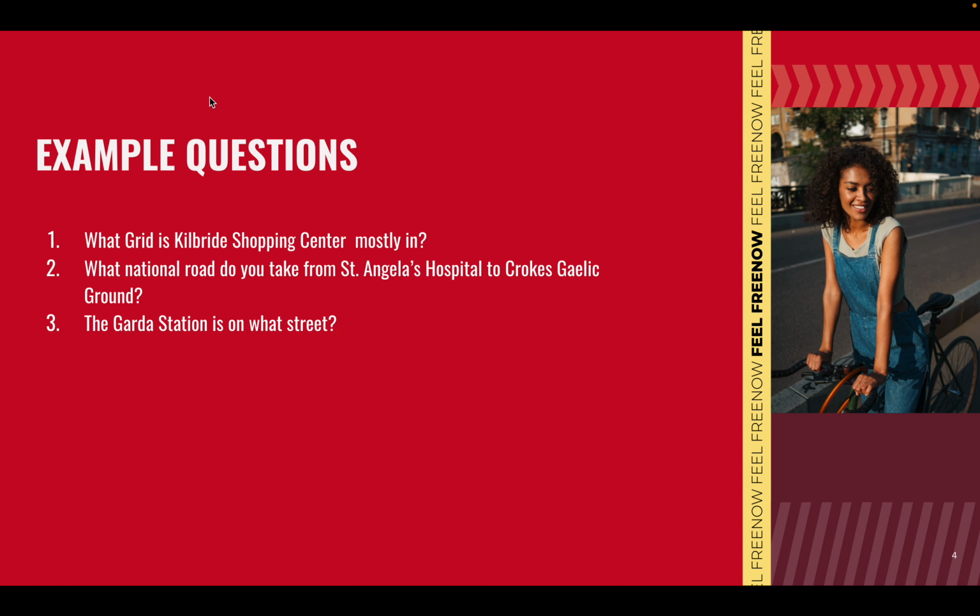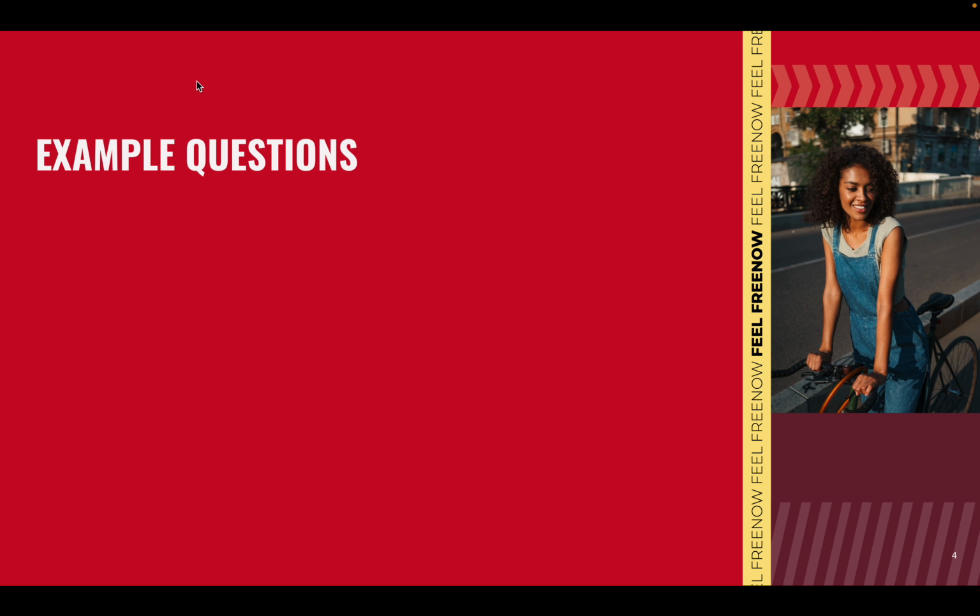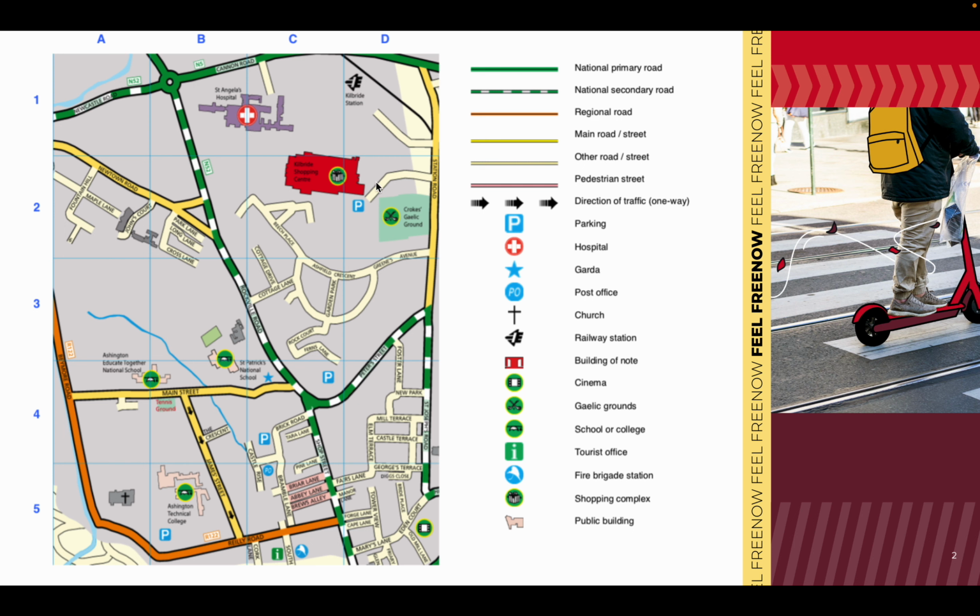Next question. The Garda station is on what street? Again, we are going to be looking at the legend and what the symbol is for the Garda station. The Garda is the star. So we look on the map. It is here. So this is the Garda station. It's on Main Street, which is a main road.